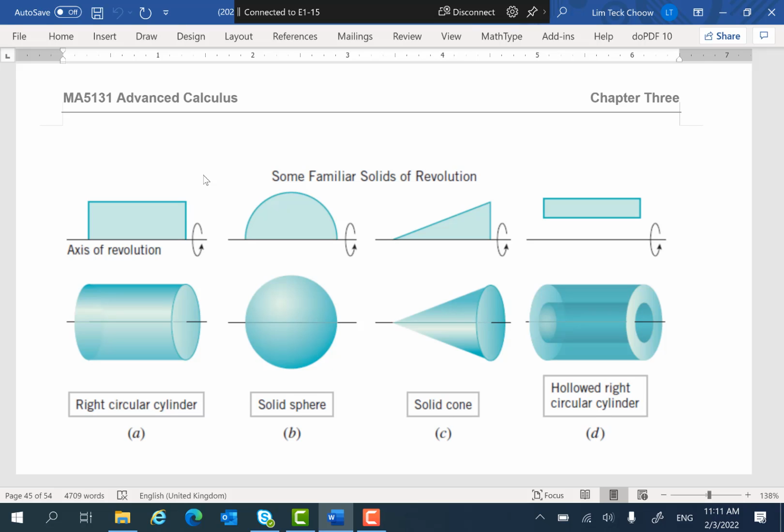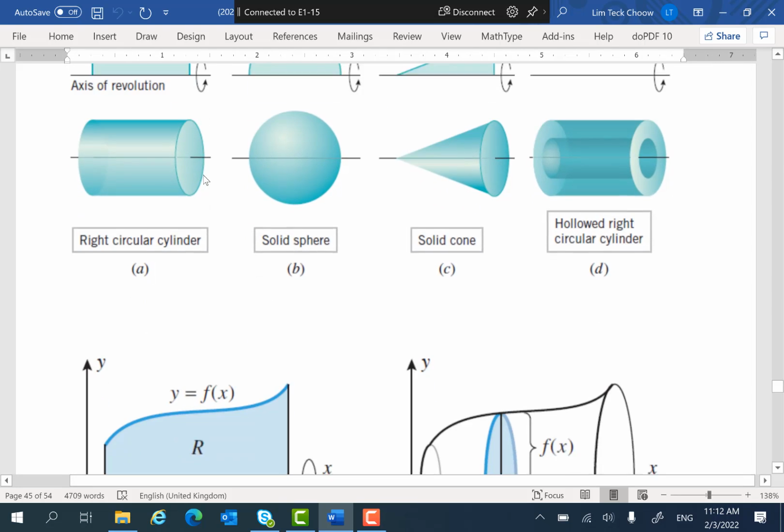These three are quite easy to visualize. This fourth one, when you rotate about the x-axis, is actually hollow in the center. Let me show you more graphics. Like I'm saying, a picture tells a thousand words.